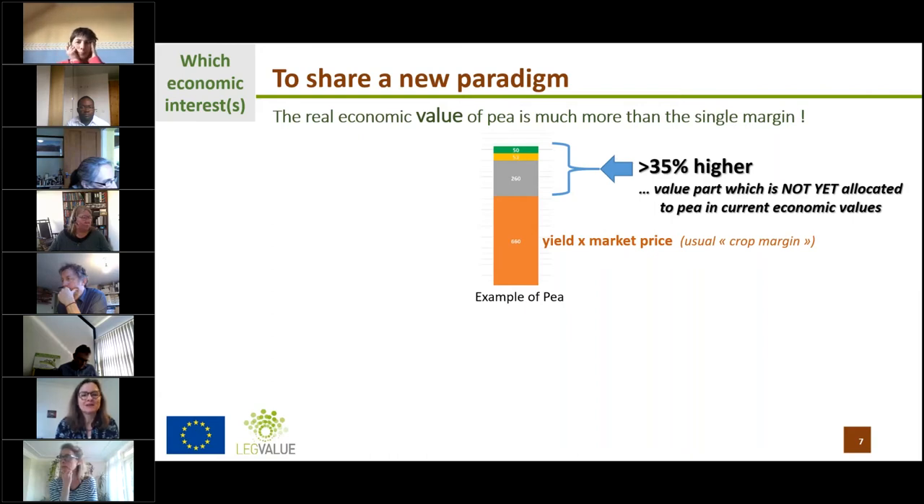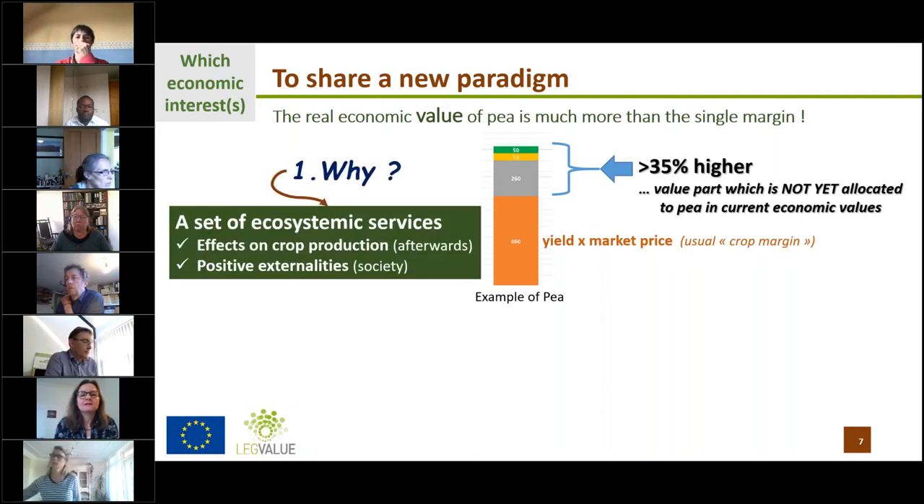the module dealing with economic interest, which aims to share this new paradigm. The real economic value of pea, for example, is much higher than the usual margin. In fact, what we usually call the crop margin is the yield multiplied by the market price, and the real value is up to 55 percent higher than that, but it's not yet in the accounting for the pea margin. Why is it higher than that? Because there is a set of ecosystem services that we have already spoken about, both the effect on the crop production after growing grain legumes, and also positive externalities, which are useful for society or the environment, and which are not in the price of this crop.